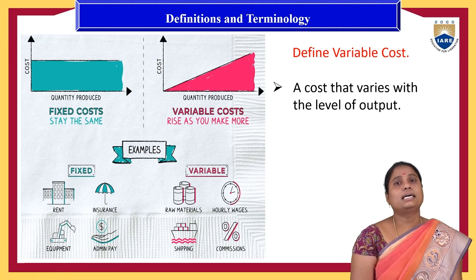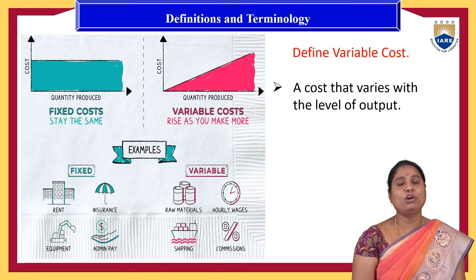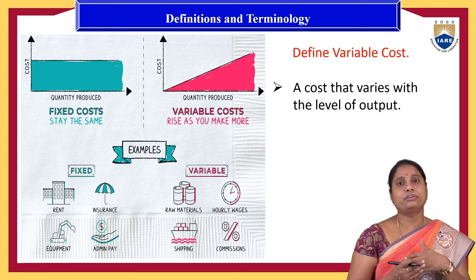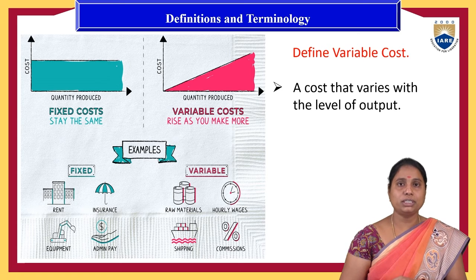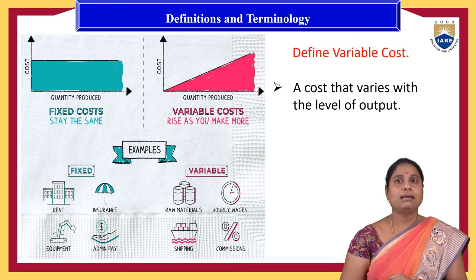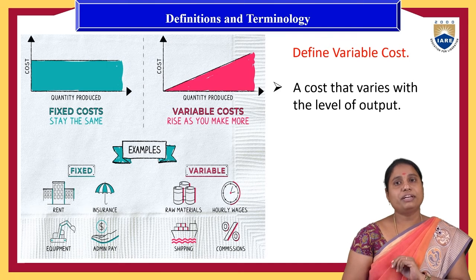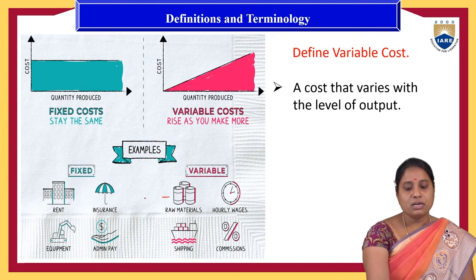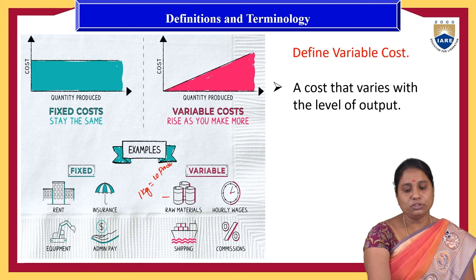Next thing is variable cost. The cost which varies with the level of output is called the variable cost. It changes as per the number of inputs used in the product. For example, with 1 kilo of raw material, 10 products are produced, which means with 2 kilos there is a chance of producing 20 products.